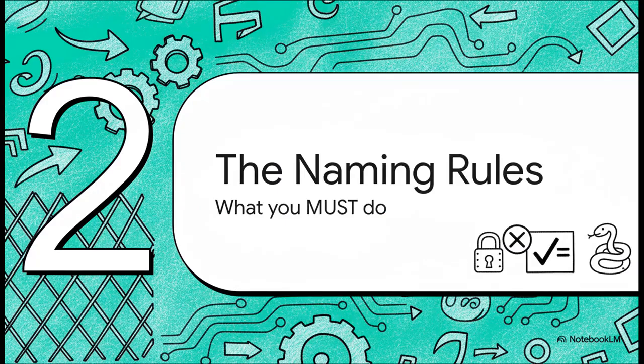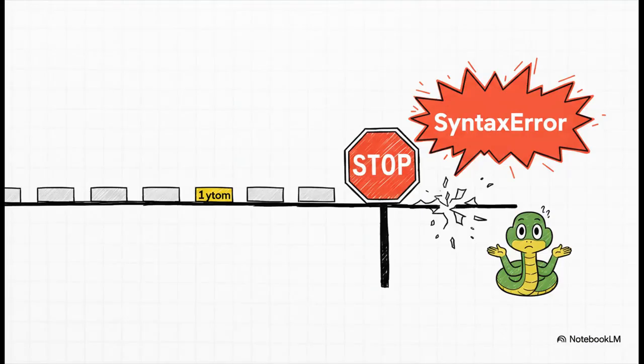Okay, so you have a ton of freedom when it comes to naming your variables, but there are a few very strict rules you absolutely have to follow. These aren't suggestions, they're hard-coded right into the Python language. And what happens if you break them? Well, your program will just stop. It'll grind to a halt and throw a syntax error at you. That's basically Python's way of saying, whoa, I have no idea what you're trying to tell me. So yeah, getting these rules right is pretty essential.